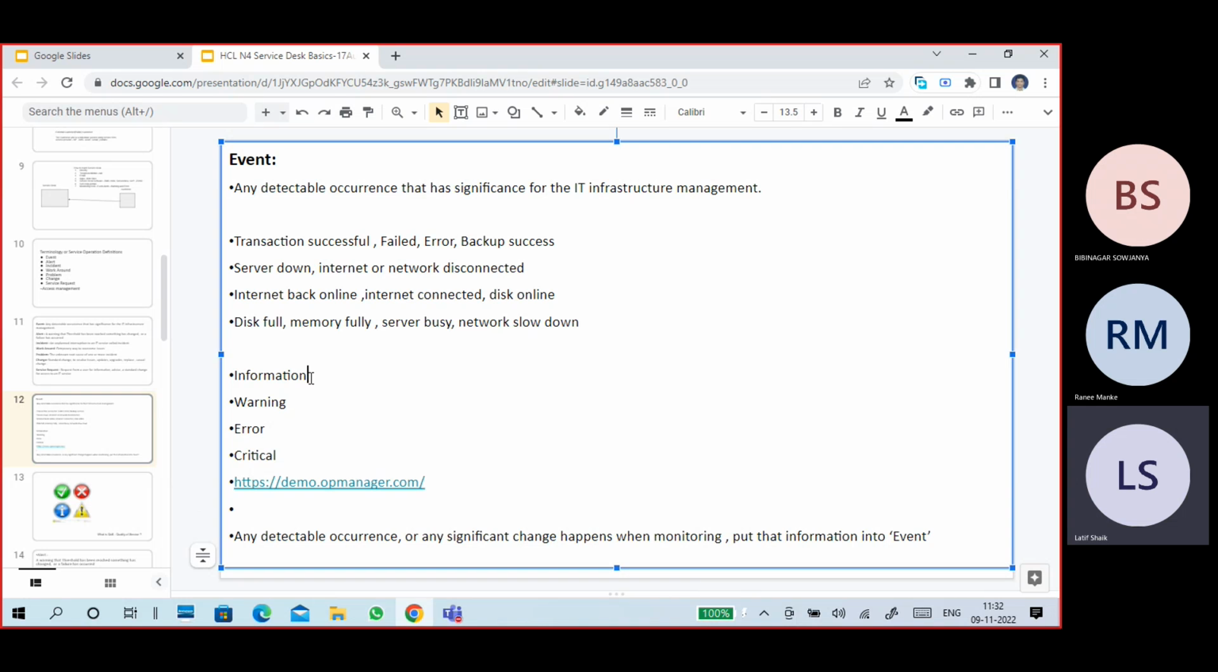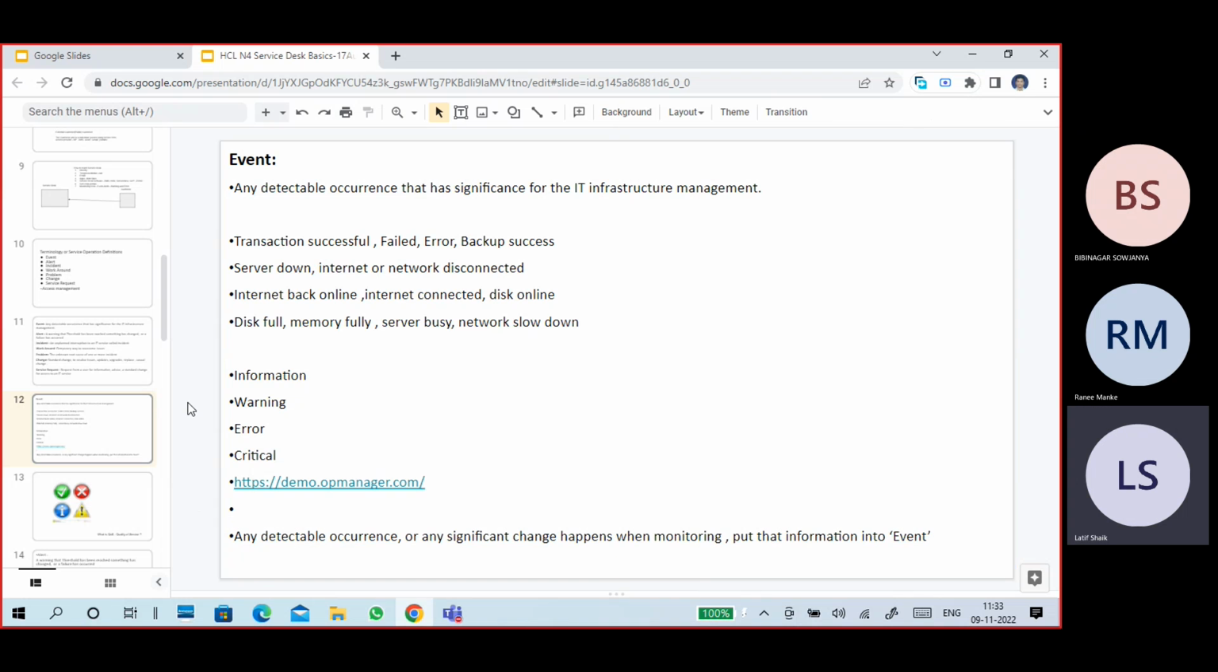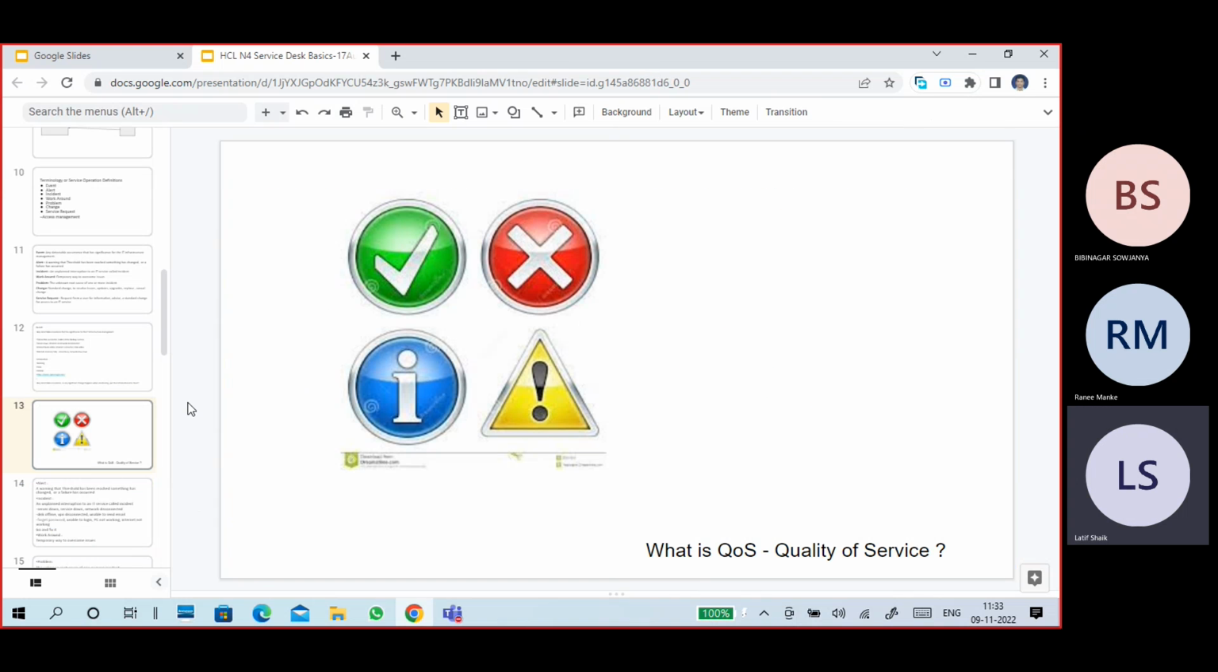So what is that event? If it is successfully done, like information, certain changes occur, or a warning is generated, a disk is full, or you try to open an application and successfully open it with admin control, with administrator rights given, so you open it. This is what I'm trying to say. Any detectable occurrence or any significant change that happens while monitoring, put that information into the event manager. So we are still in events only, guys. Different symbols are shown to understand what kind of event it is.